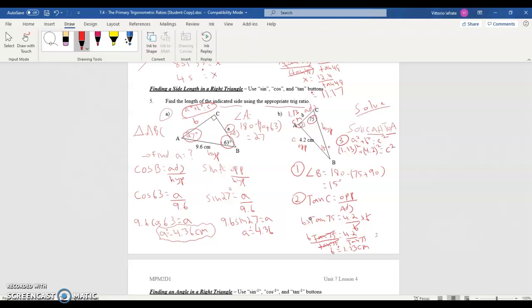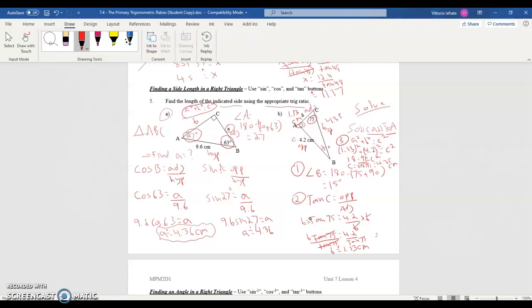And so let's go square those. We get that squared plus 4.2 squared. We get 18.91 is equal to c squared. And so c would be the square root of that. Square root of 18.91, which is 4.35 centimeters. And so we found 4.35 centimeters.